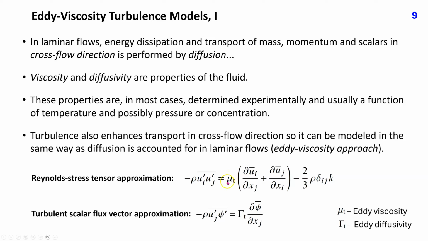unknown turbulent viscosity μt. The last term is required to guarantee that the sum of diagonal elements gives 2 rho k, where k is the turbulent kinetic energy. See next slide. The sum of diagonal elements of this part is equal to 0 due to the continuity constraint. Analogously, the turbulent scalar flux vector is approximated using the gradient hypothesis as in the Fourier law, only that the fluid diffusivity is replaced by a turbulent diffusivity, gamma t.